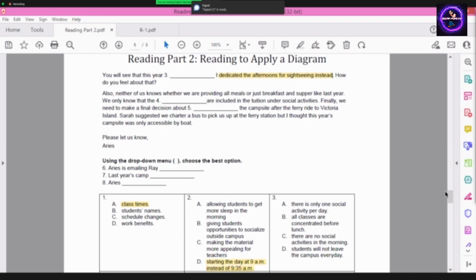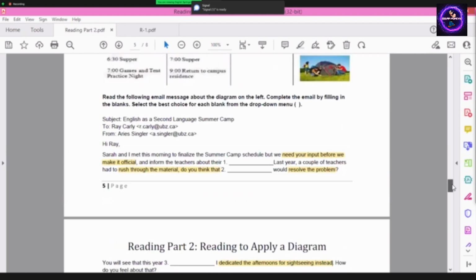Okay, the options: this year there is only one social activity per day. All classes are concentrated before lunch. There are no social activities in the morning. Students will not leave the campus every day. You will see that this year, I dedicated afternoons for sightseeing instead. Sightseeing is something that's outside. So you want to check the picture once? Yeah.